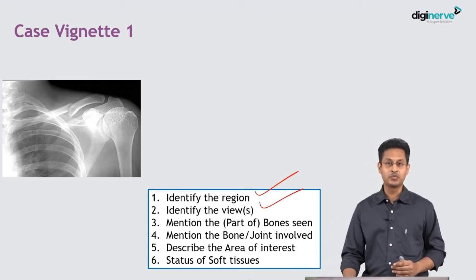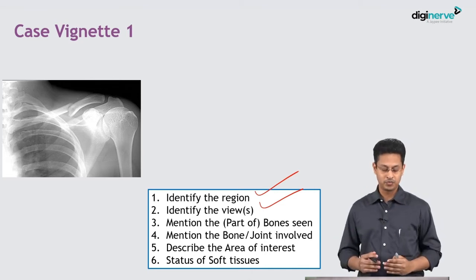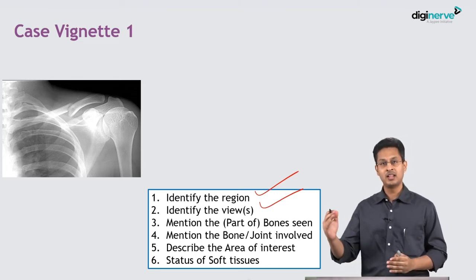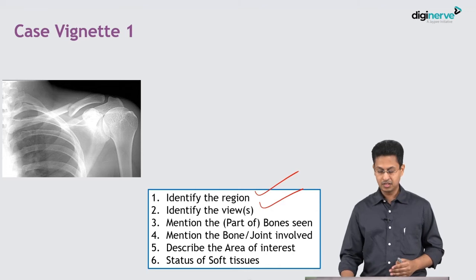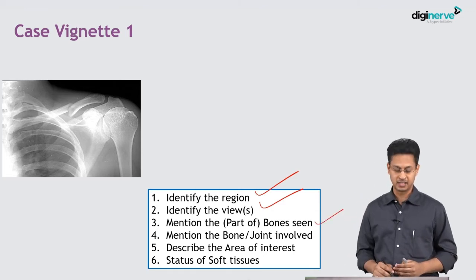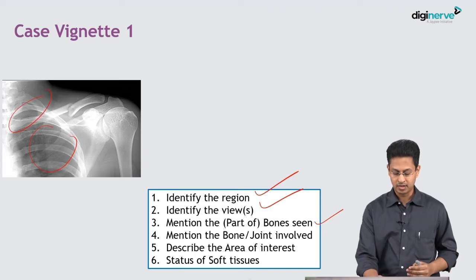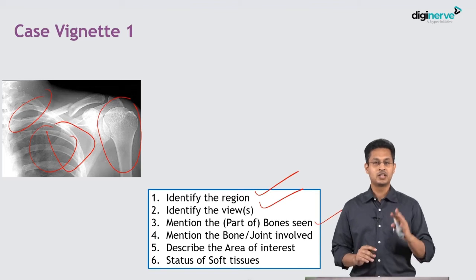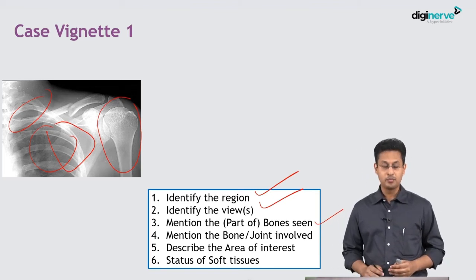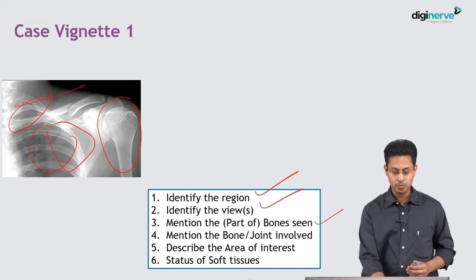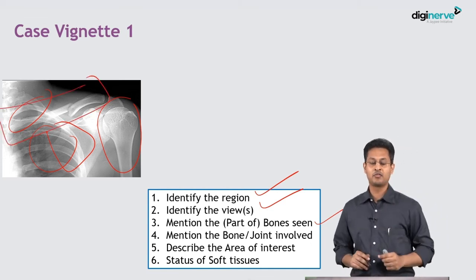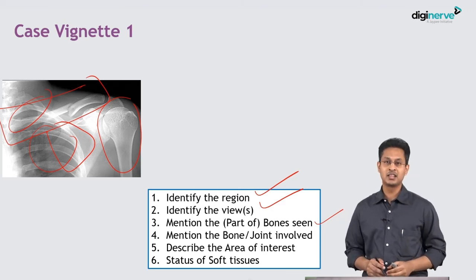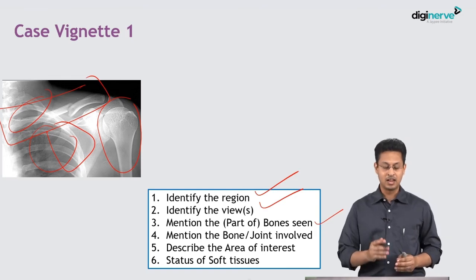Next comes the view, that is anteroposterior or lateral. This is obvious, you are seeing from the front, so it is an anteroposterior view of the left shoulder region. Then describe all the bones that you are seeing in this X-ray. You can see the ribs, the clavicle, the scapula, and part of the proximal humerus. That becomes your third point. The fourth point is to describe the bone which is actually involved, our area of interest. Here in this example it is the left clavicle.